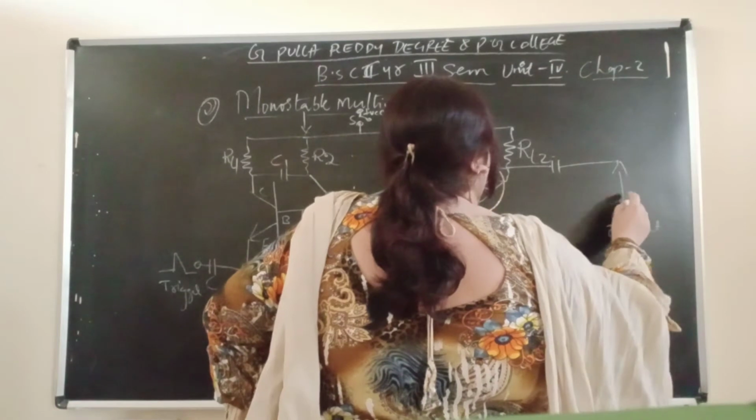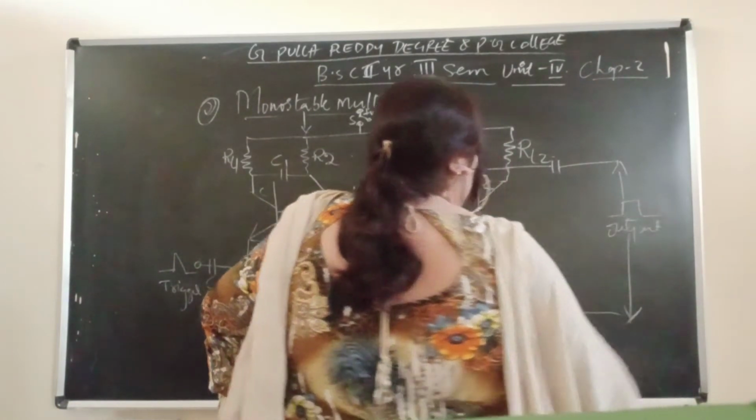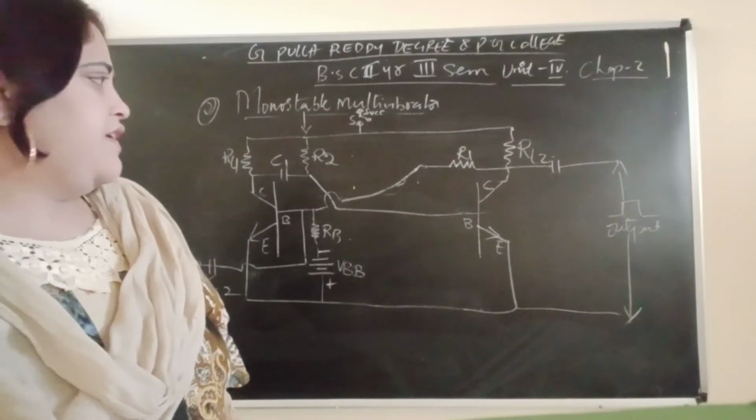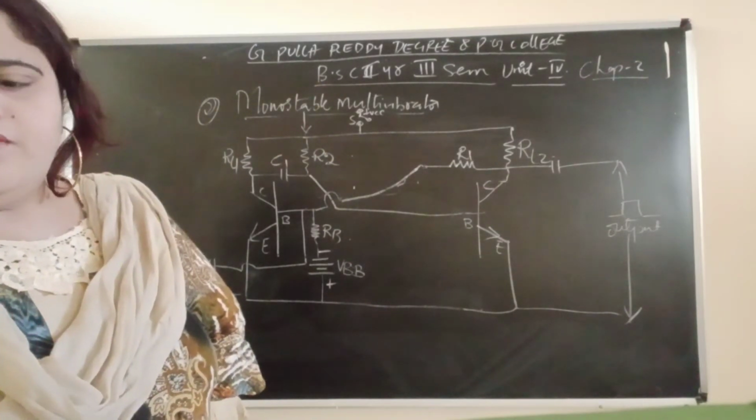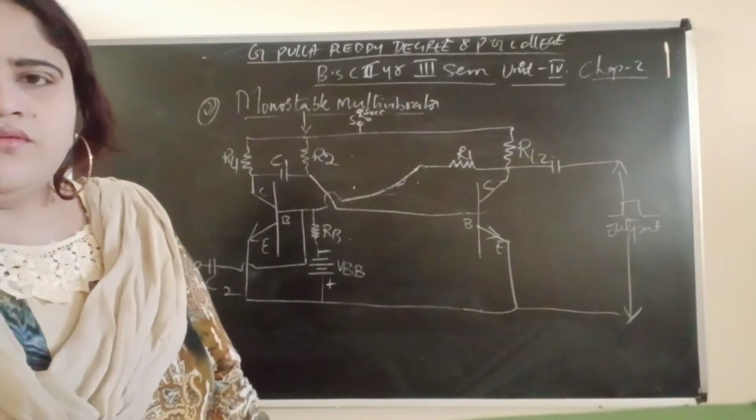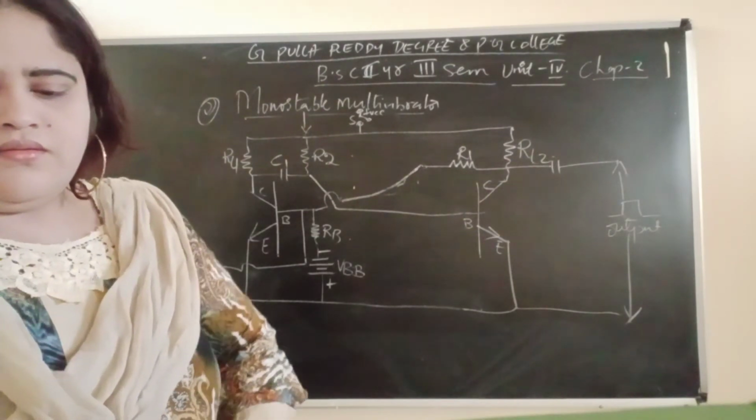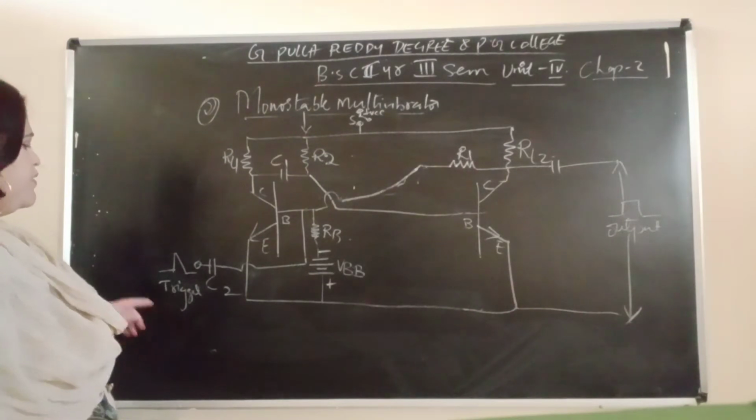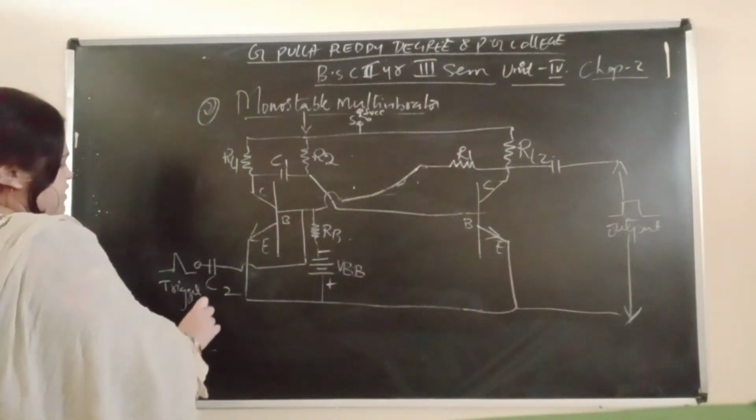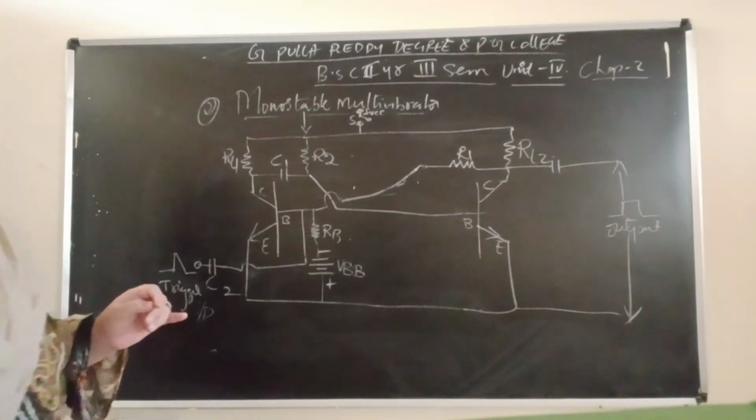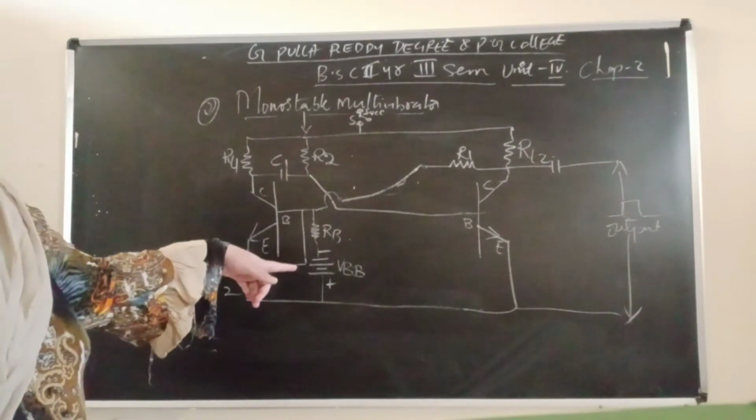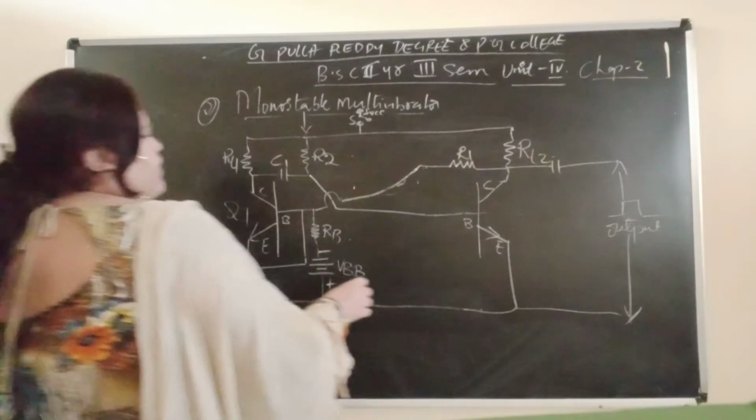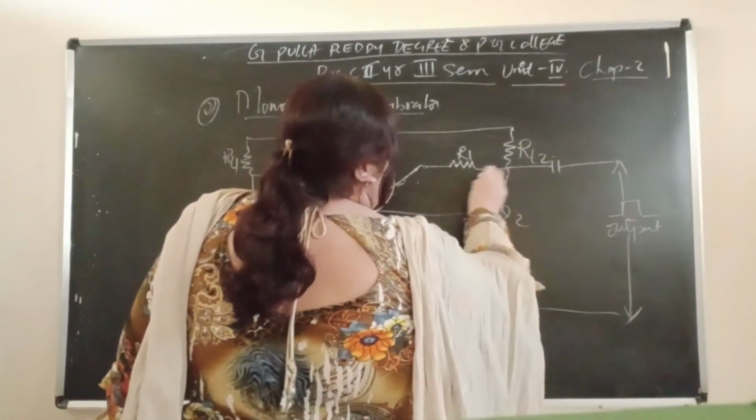Output will be in the form of pulse. Either it will be in the form of positive pulse or negative pulse. You can draw. Now this is the trigger input. Trigger means external input pulse. Capacitor, VBB, Q1 and Q2.